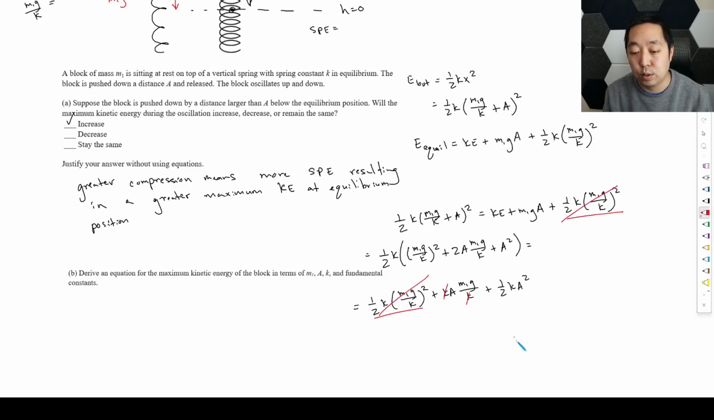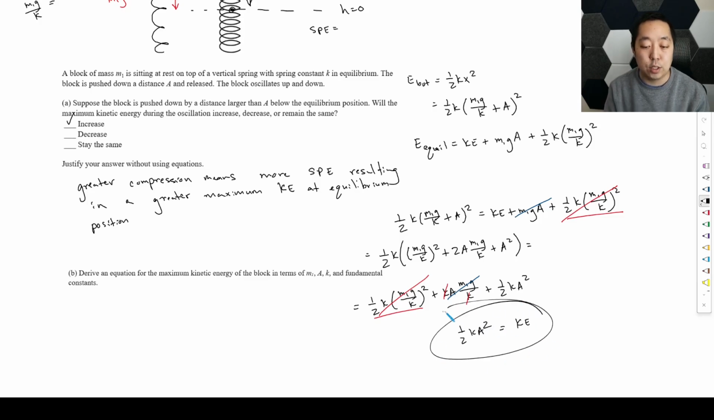They will cancel on both sides. This is A times M1 times G. This is M1GA. Those are also going to cancel. So you end up on the right side having kinetic energy, and on the left side you have 1/2 KA squared. So the maximum kinetic energy is 1/2 Ka squared.